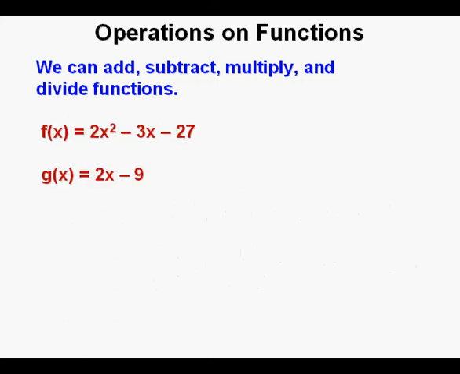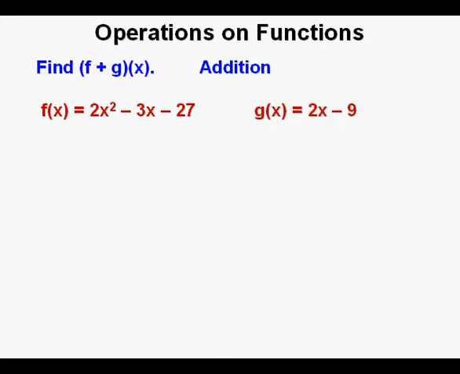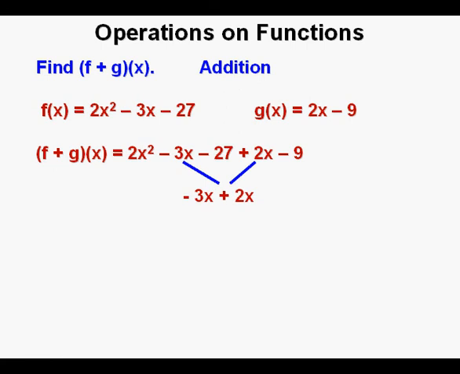We'll start with two functions. We have f of x equals 2x squared minus 3x minus 27, and we have g of x equals 2x minus 9. Let's find f plus g of x. We just add all the terms of the two functions together. We combine like terms, so the minus 3x and plus 2x go together, and the minus 27 minus 9 go together. So bringing down everything, we have f plus g of x equals 2x squared minus x minus 36.